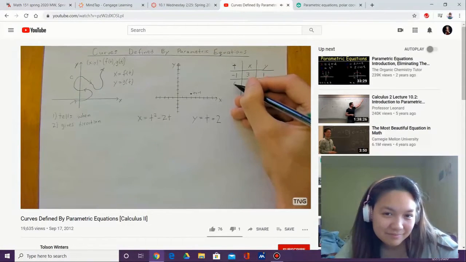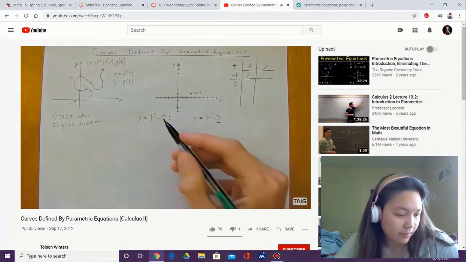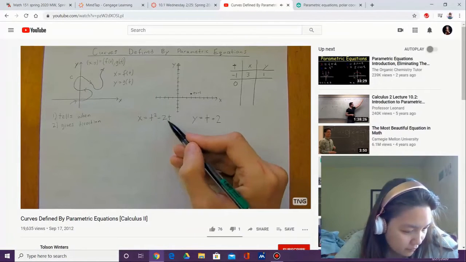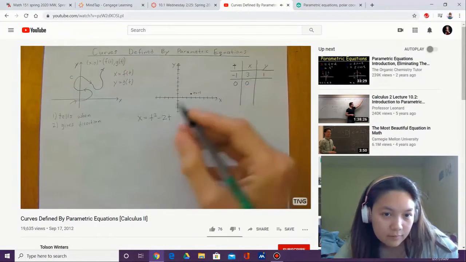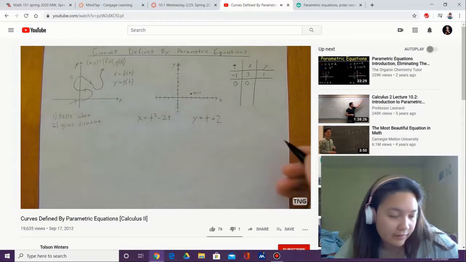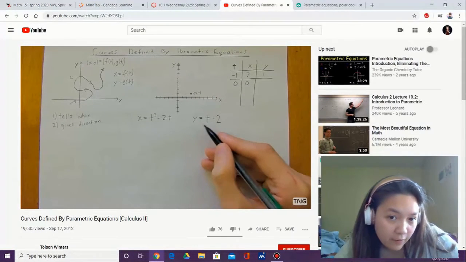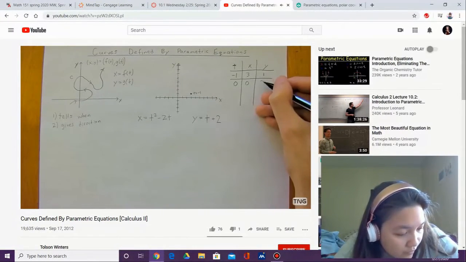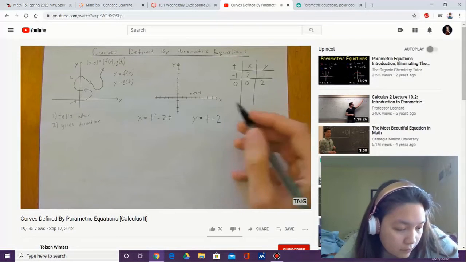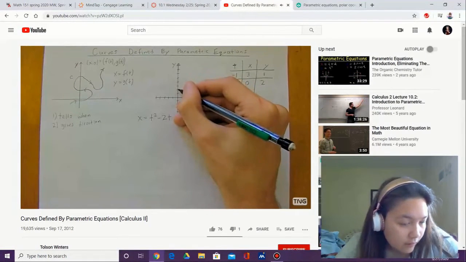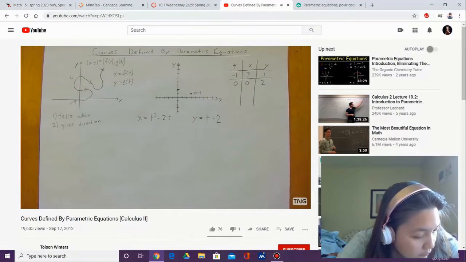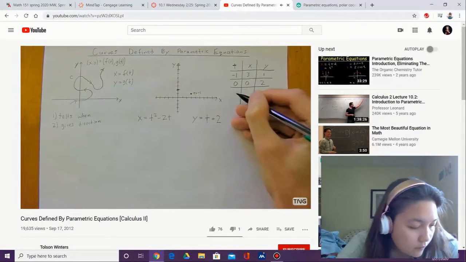So now we're going to have t is 0. At t equals 0, we have x is 0 squared minus 2 times 0, which is 0. And for y, 0 plus 2 is equal to 2. So this is our next point: x is 0, y is 2. And we're just going to get a few more.